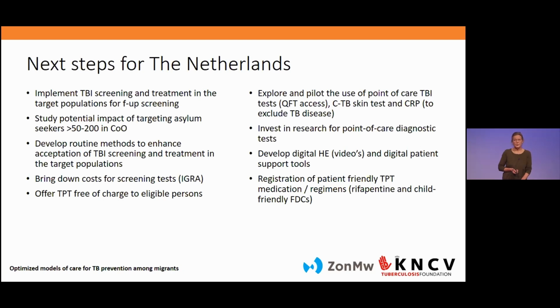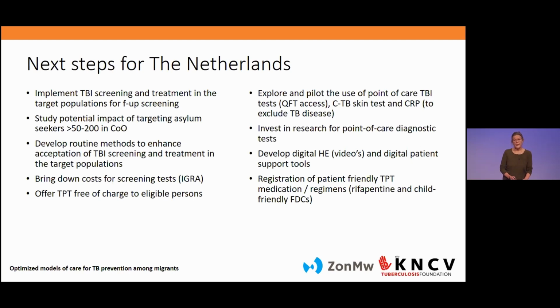But we also have to look at a group which was not really included in the TB endpoint project, because they're currently not really targeted for a follow-up screening, and those are the asylum seekers between 50 and 200 per 100,000 in the TB incidence in the country of origin. That is for certain a research gap, which still needs to be attended.